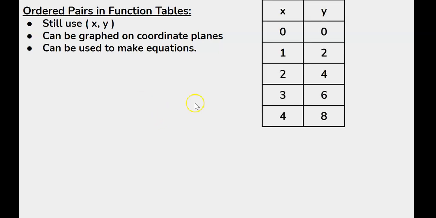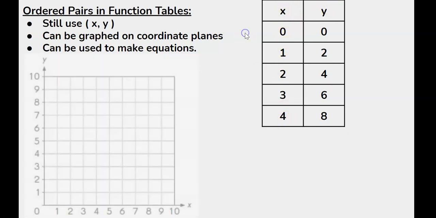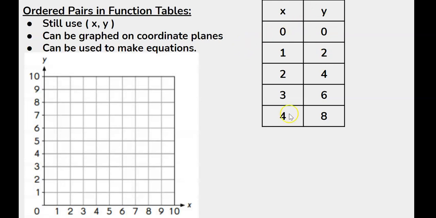So here we have a function table. We have x coordinates and y coordinates. So we're going to use these to make ordered pairs that we can graph on our coordinate plane. So our ordered pairs, remember, are always x and then y. So the ordered pair right here for these coordinates is going to be (0, 0).